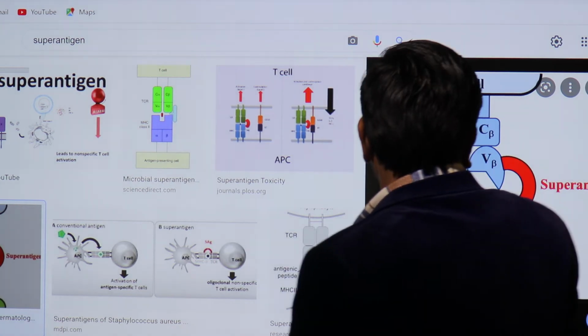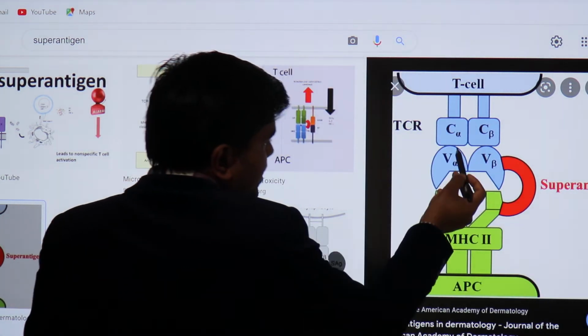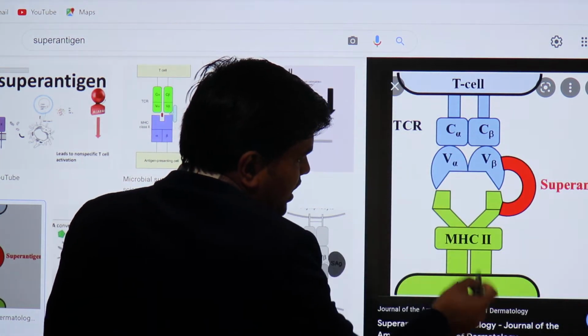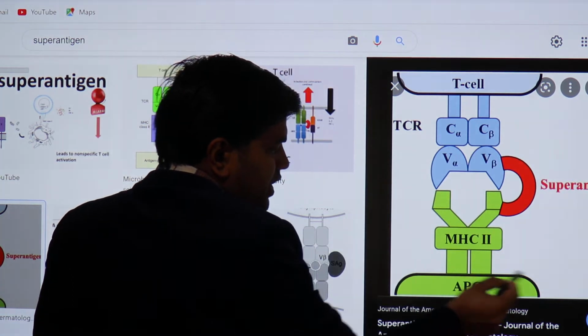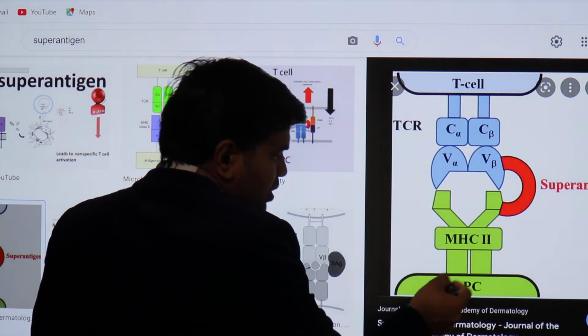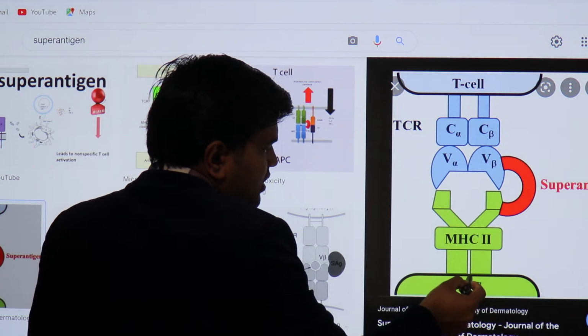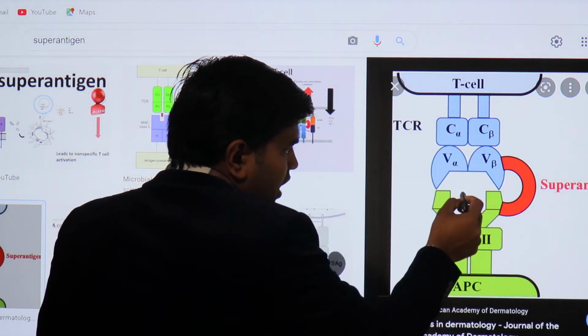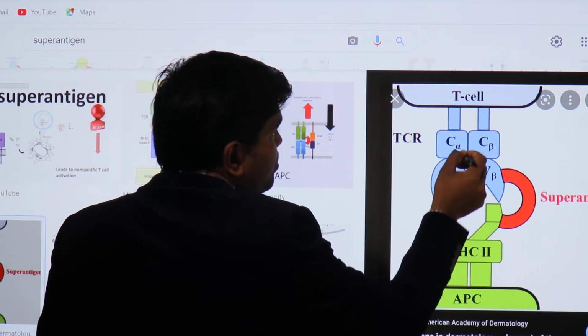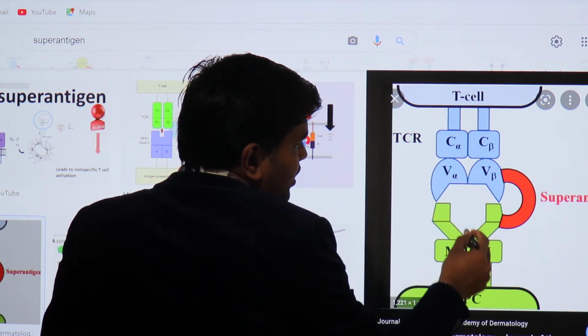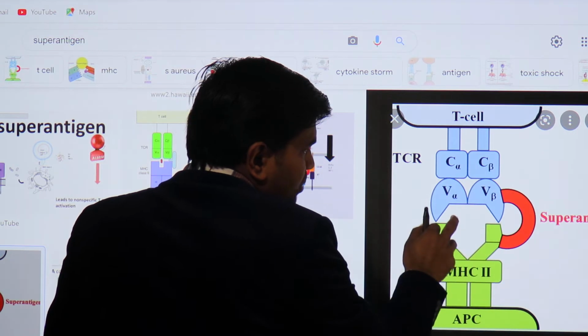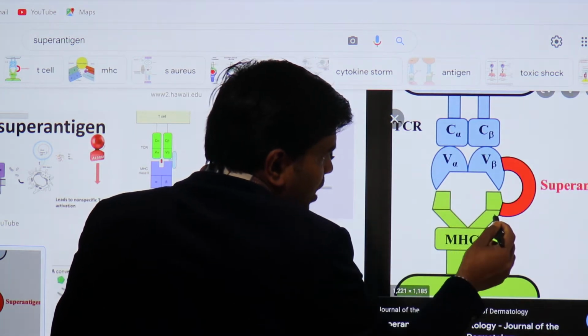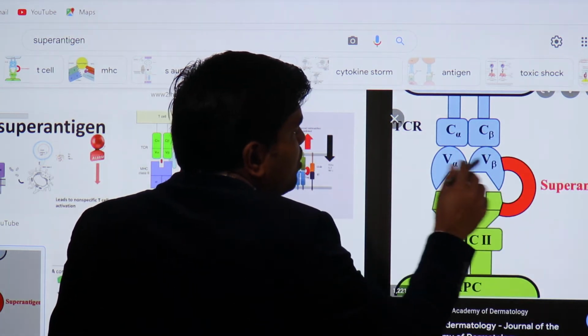You can see over here, this is the T cell receptor, and this is the MHC class 2 present on the antigen presenting cell. Anything that has an antigen will be processed by the antigen presenting cell, then goes to the lymph node and is presented to the T cell. Actually, it should bind over here, in this part of the region. But if it binds to the outside, then there will be more activation.